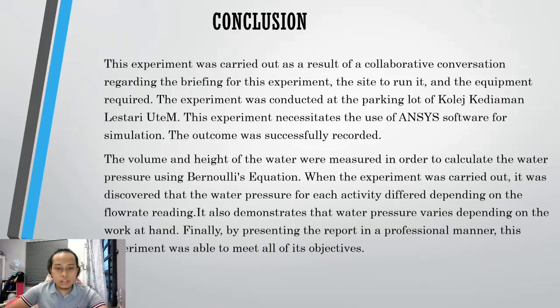The volume and height of water were measured in order to calculate the water pressure using Bernoulli's equation. When the experiment was carried out, it was discovered that the water pressure for each activity depends on its flow rate reading. It also demonstrates that water pressure varies depending on the work at hand. Finally, by presenting the report in a professional manner, this experiment was able to meet all of its objectives.